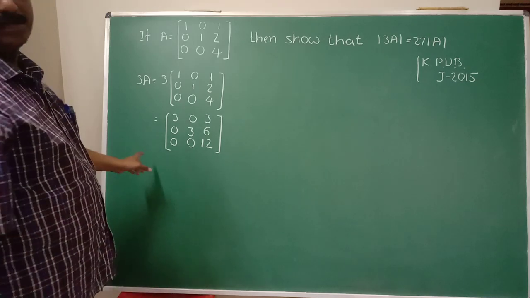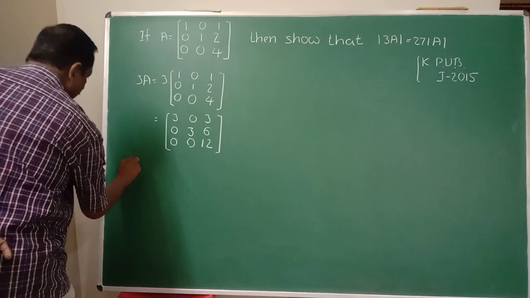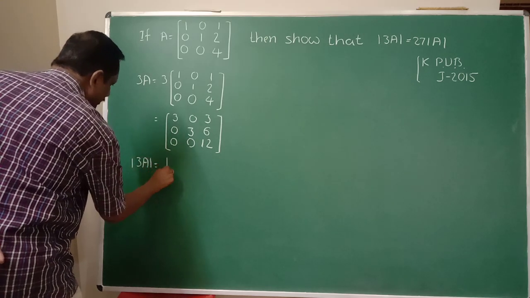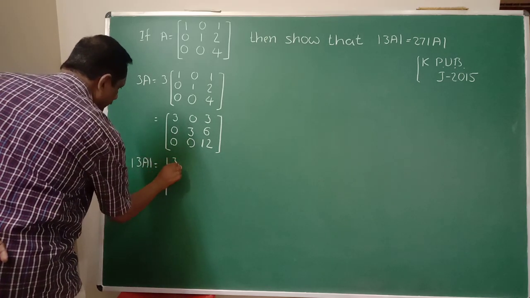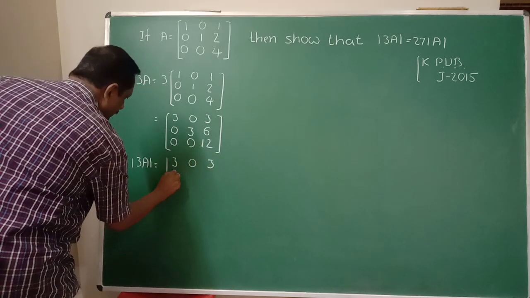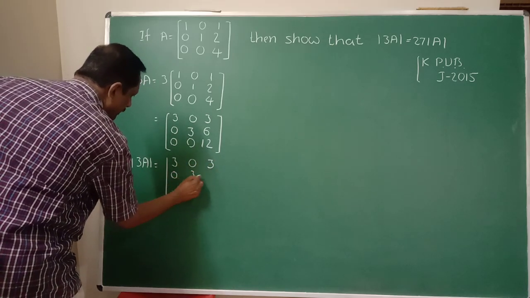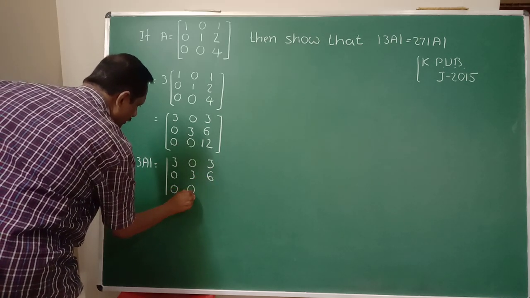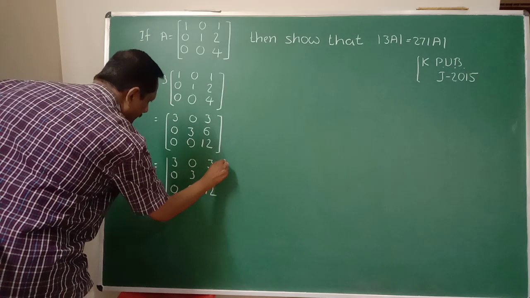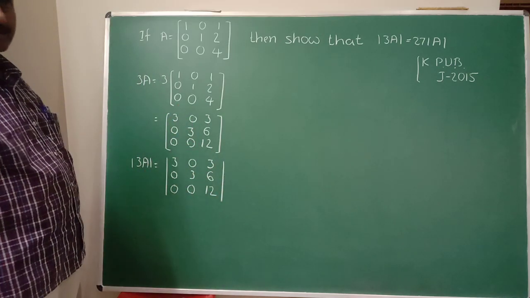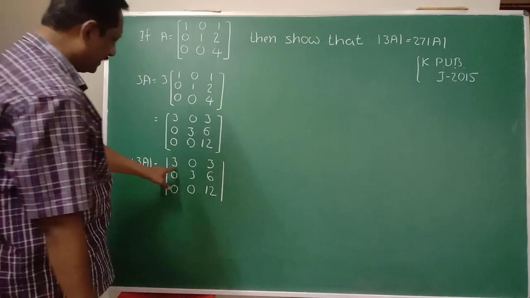Then find its determinant here. So determinant of 3A is equal to determinant of 3 0 3, then 0 3 6, then 0 0 and 12. Okay, then expand this determinant here. So write this 3 here.